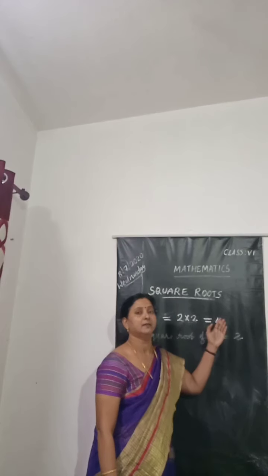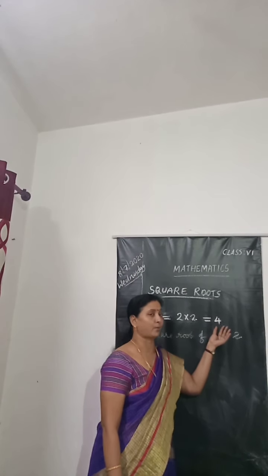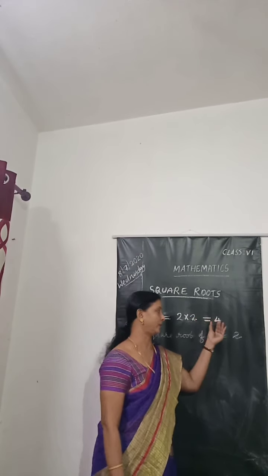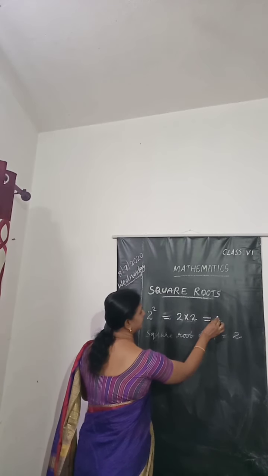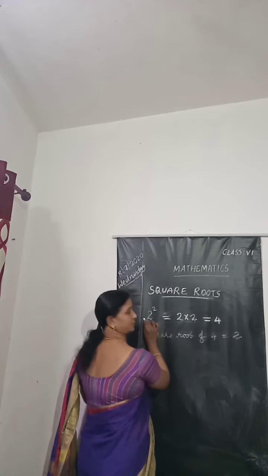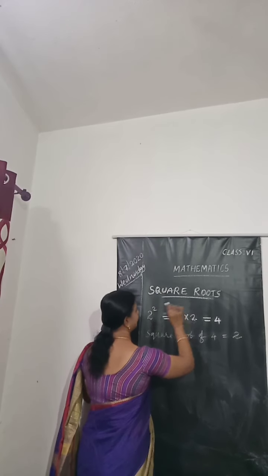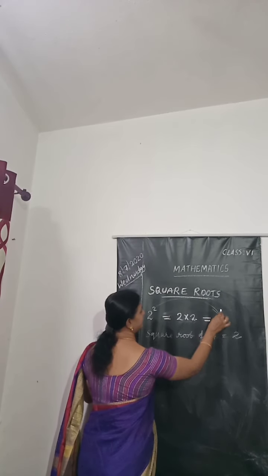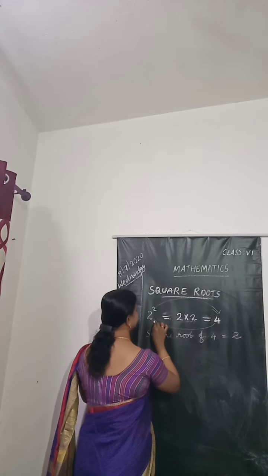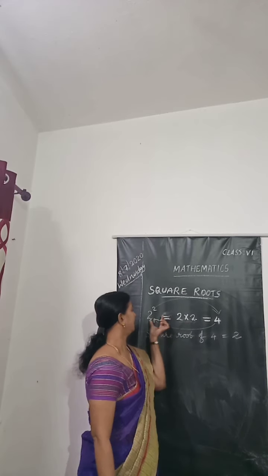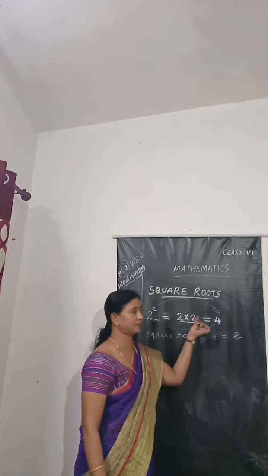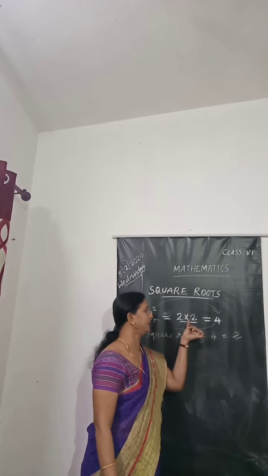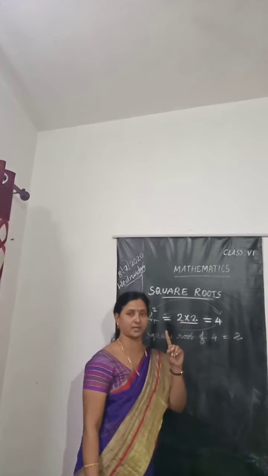And if you are asked, what is the square root of 4? Square root of 4 means it is 2. Square of 2 is 4, then square root of 4 is 2. Here you look, 2 square is equal to 2 into 2. The 2 comes in pair. So, square root of 4 will be 2. You will take the 2 one time.